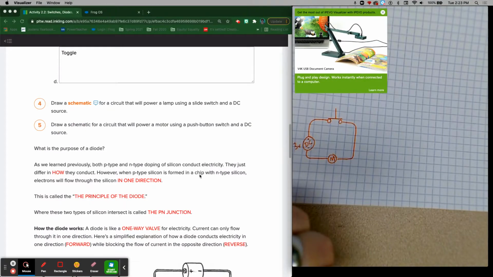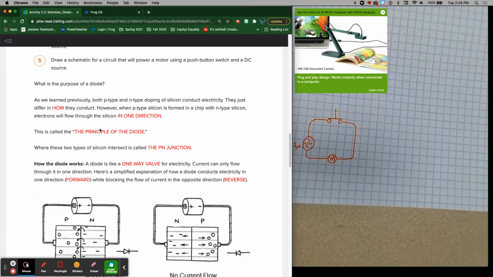As we learned previously, there's a p-type and an n-type of doping of silicon to conduct electricity. They just differ in how they conduct. However, when the p-type silicon is formed in a chip with an n-type silicon, the electrons flow through the silicon in only one direction. This is called the principle of the diode. Where these two types of silicon intersect is the p-n junction.